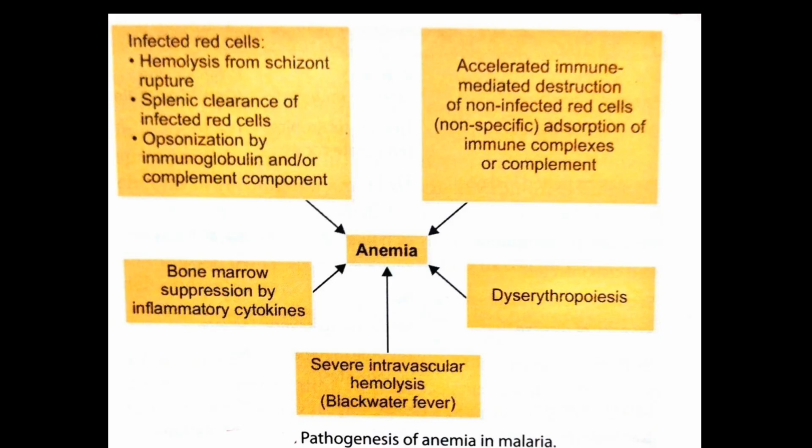Now moving on to why anemia develops in a malarial patient. Anemia usually results from destruction of the parasitized red cells, and also there is suppression of erythropoiesis in bone marrow and immune hemolysis. So there is development of dyserythropoiesis. Also severe intravascular hemolysis occurs in severe falciparum malaria. It is one of the complications of falciparum malaria, black water fever.